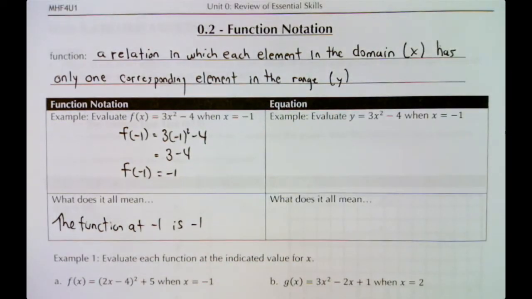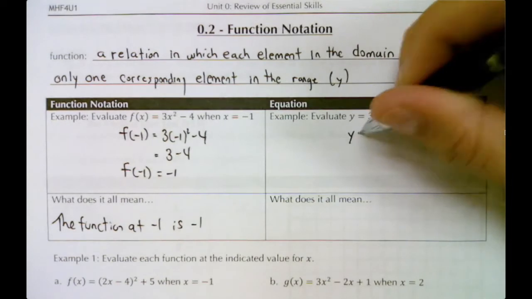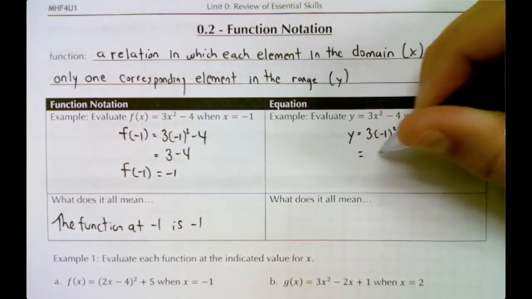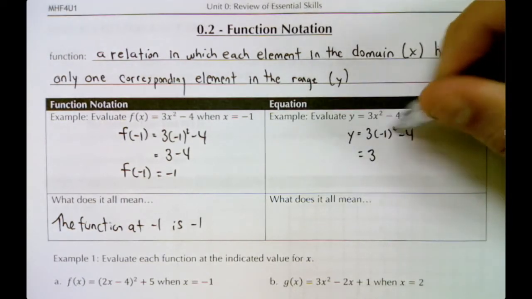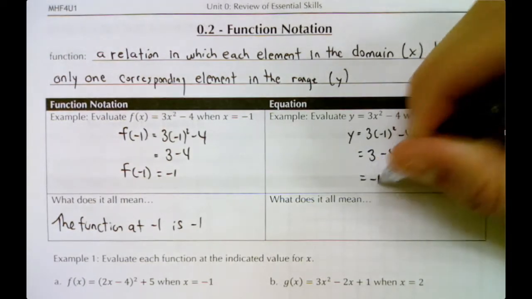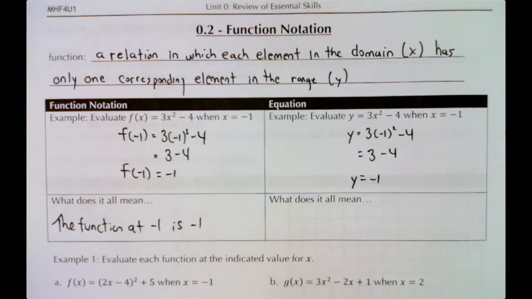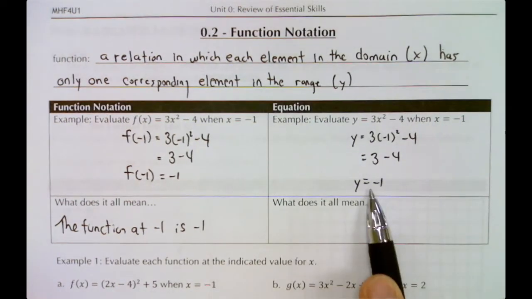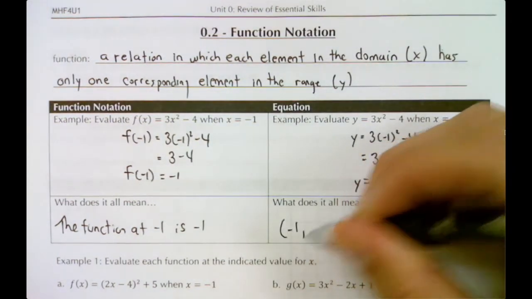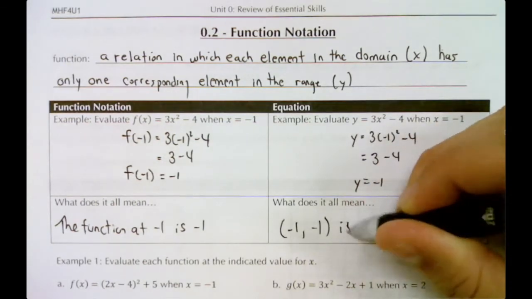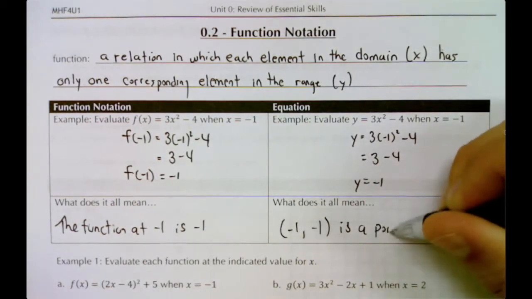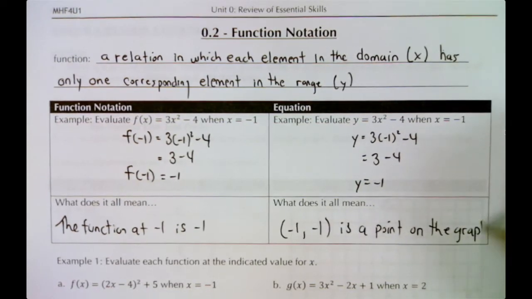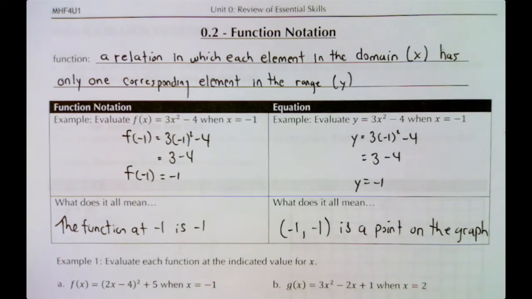Now, if we were evaluating an equation, we'd do it the same way. We just have y equals 3 times negative 1 squared, minus 4. We know the answers to these. Negative 1 squared is 1, times 3 is 3, minus 4 is negative 1. We end up with y equals negative 1. Well, what does that mean? It means when x is negative 1, y is negative 1, which means that (negative 1, negative 1) is a point on the graph. Or we could say (negative 1, negative 1) is the ordered pair. Either way.